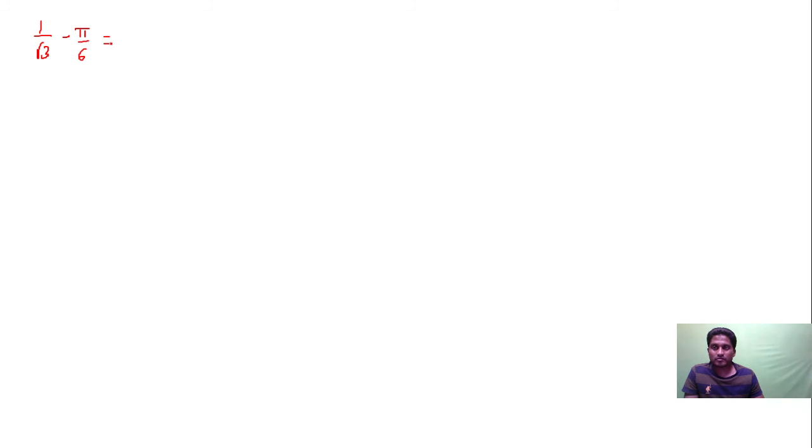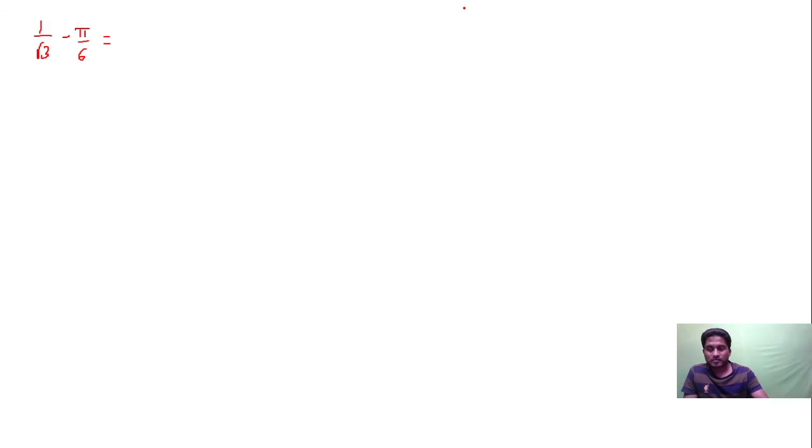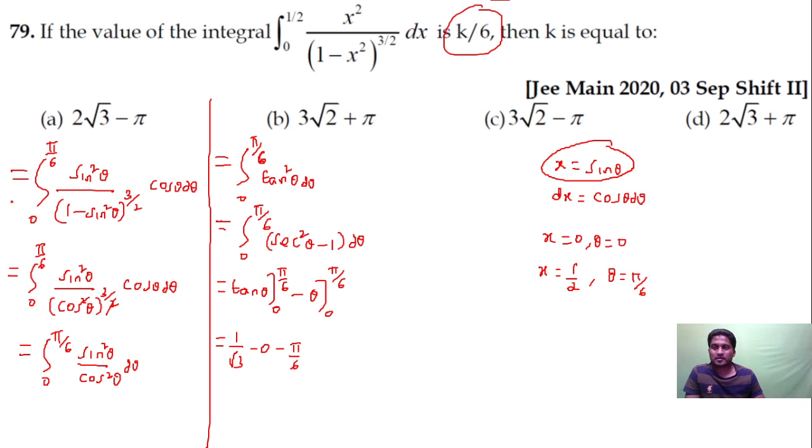This is equal to k by 6. I am supposed to find the value of k. Now if I multiply by 6 throughout, or you take LCM 6, both are same. If I multiply by 6 throughout, you will get 6 by root 3 minus pi, is equal to k. So this k is equal to 2 root 3 minus pi. That's the answer, guys. 2 root 3 minus pi is the answer. That's the first option.